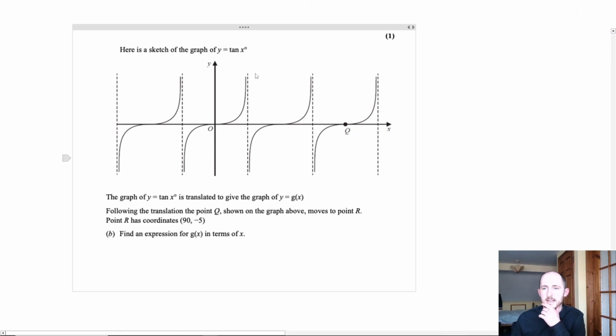Anyways, so here's a sketch of the tan graph. So yeah, cool. And it's translated to give us some point g of x.